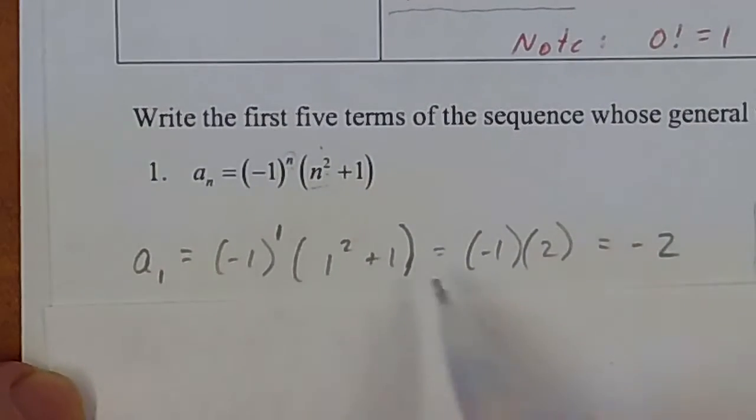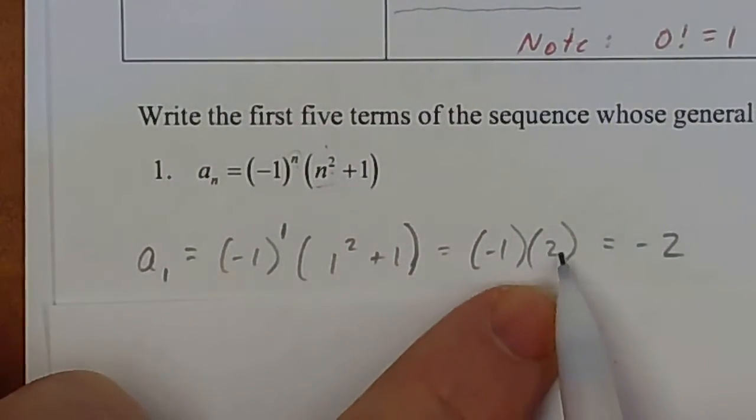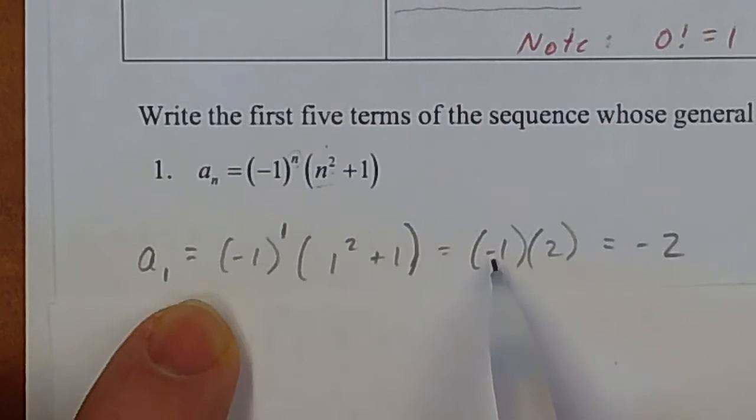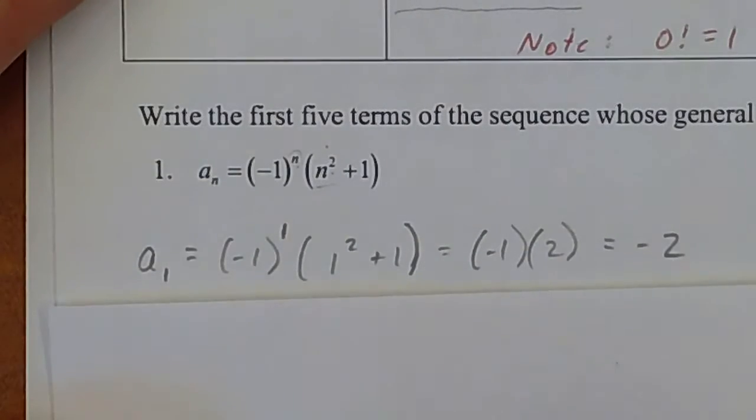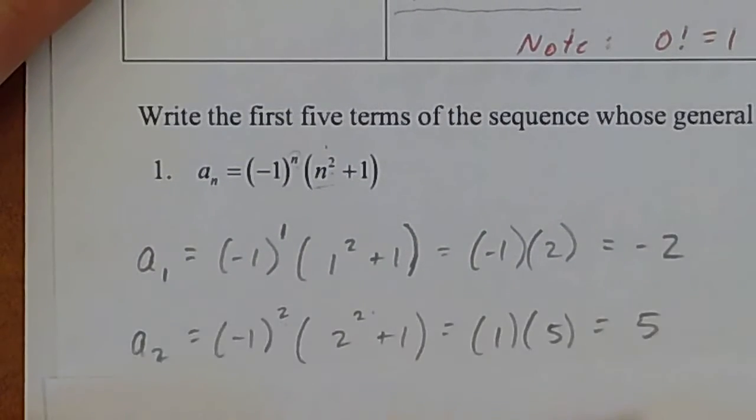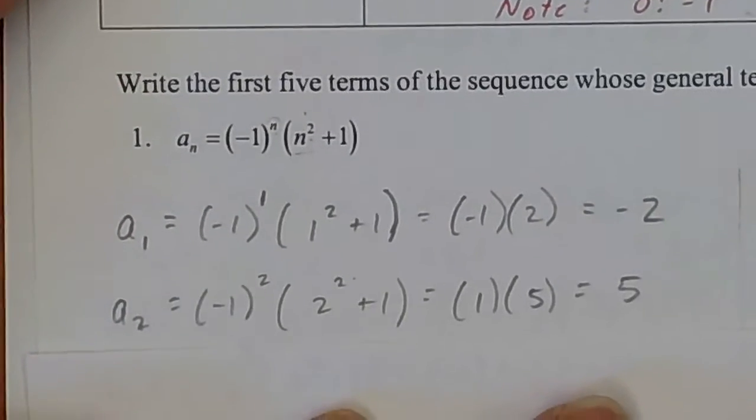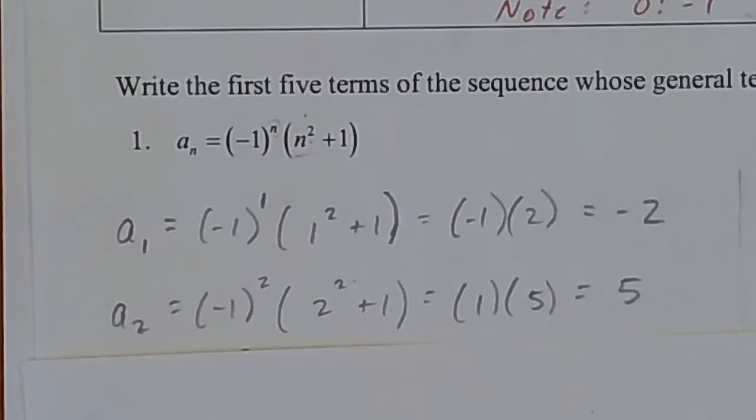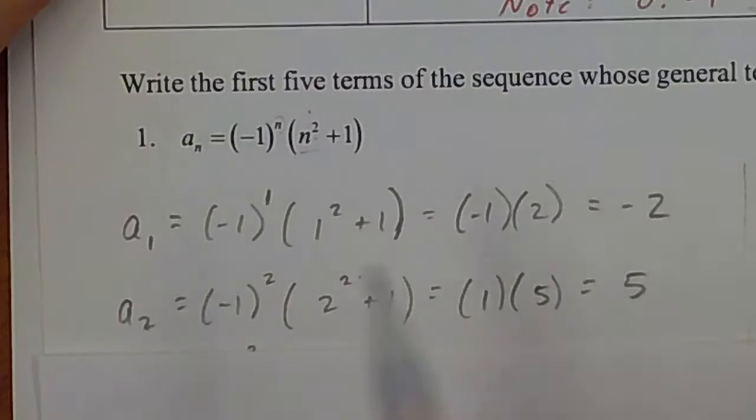So work inside the parentheses first. So this 1 squared plus 1 is 2. This -1 to the first power is -1. We get -2. Okay, go on to the second one. Usually a pretty easy concept to understand. Just take some time to work through it. -1 squared is 1. Now I'm plugging in 2 for n at both those 2 spots to get 5.